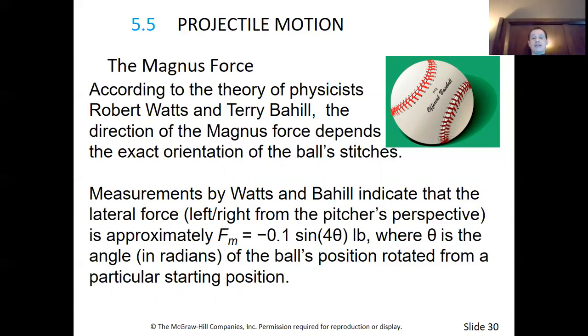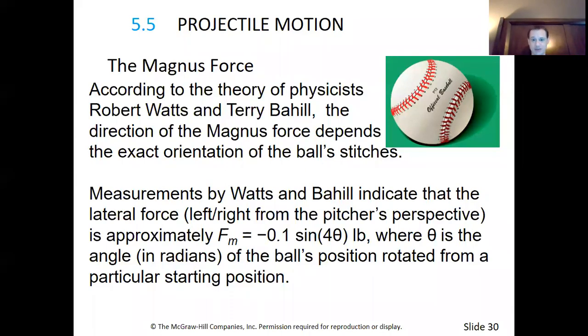But they came up with a master equation for this based on the angle that the ball is spun through. So this has nothing to do with x's and y's and stuff like that. Well, it kind of does. But most importantly, we're talking about as this thing spins through an angle theta, what's the force that acts on it? Well, here it is. By their measurements, they came up with an approximate equation for the force acting on a ball when it's spun, depending on what angle it's spun through. And it's given by negative 0.1 sine of 4 theta pounds.